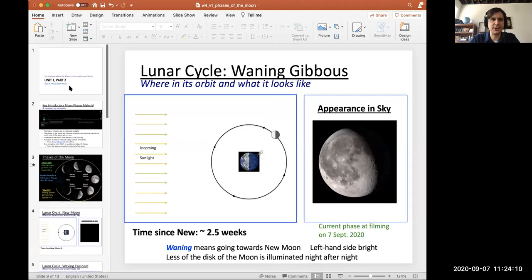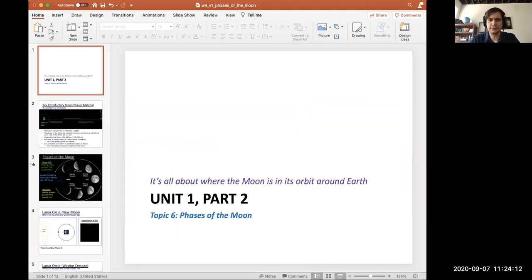How can we expect it to go from waning gibbous to third quarter to waning crescent and back to new? What is the cycle of the moon phases? That is the subject of this video. So let's go ahead and get started with the phases of the moon.